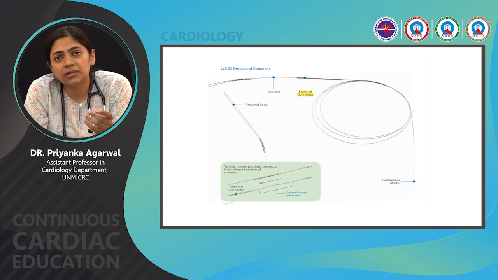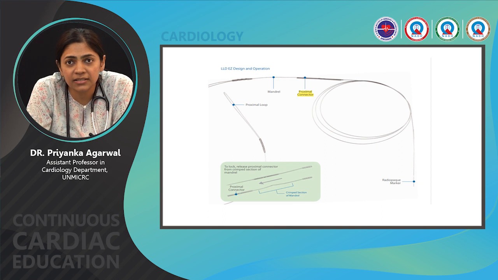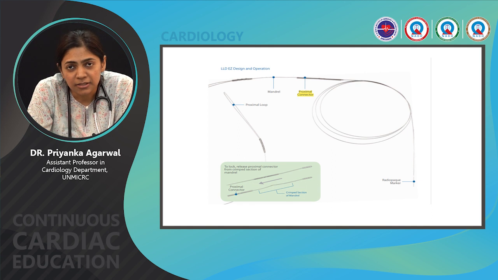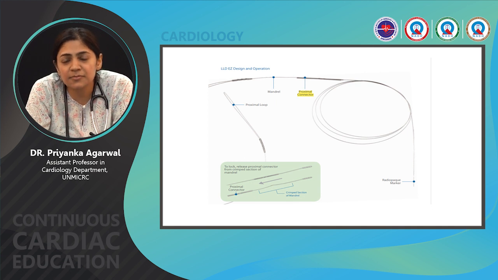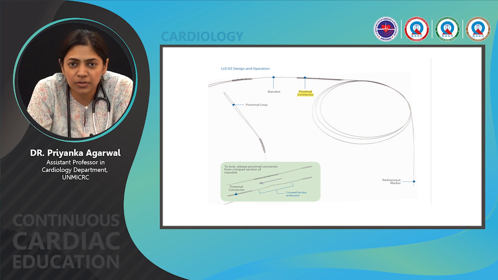Here is a detailed picture of the Spectranetics LLD. Here we can see the radiopaque marker at the tip. There is a proximal connector, the mandrel and the distal loop. The moment we push the proximal connector, the mesh is deployed and the LLD becomes fat. It can be used only in leads with a lumen, not in leads without a lumen.